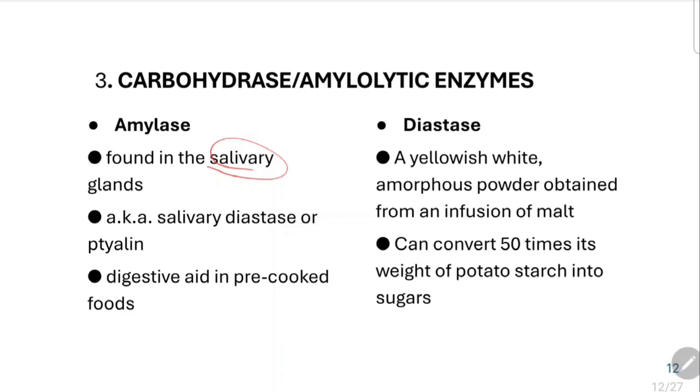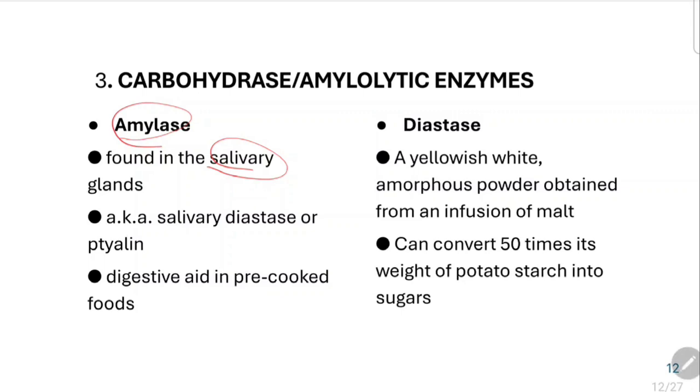This is a digestive aid in pre-cooked foods also, your amylase. And usually this is also produced in your pancreas in order to help in the digestion of your carbohydrates in your intestines.